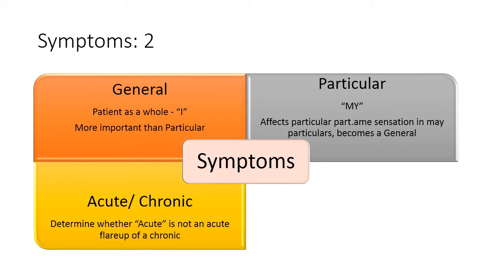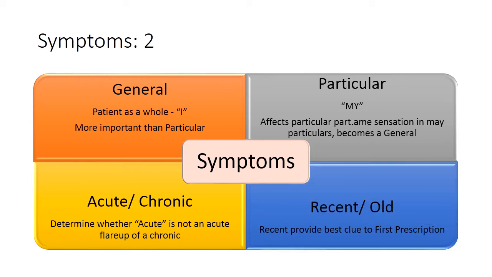As people advance in age, most acutes should be treated very carefully, because they are most likely acute manifestations of an underlying chronic disease process. Then of course we have some old symptoms and recent symptoms. The recent ones provide the best clue for the first prescription.